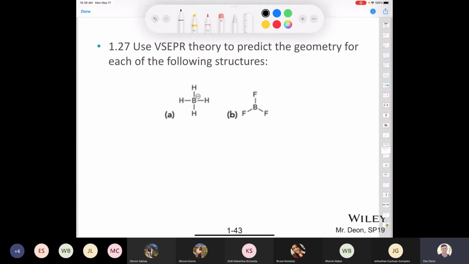The best way to master any content in a chemistry class is to practice what you've learned. So could anybody predict the molecular geometry? This is called a borohydride. It's a polyatomic ion. But could anybody predict what the molecular geometry of borohydride would be? BH4. And it's not a trick.